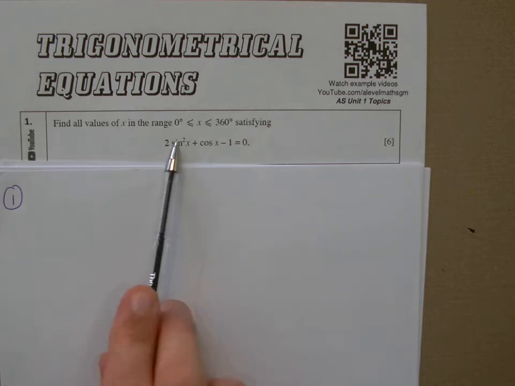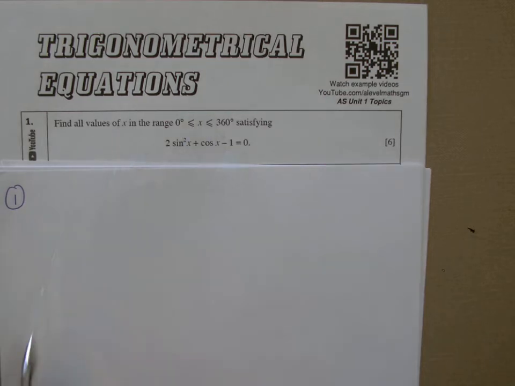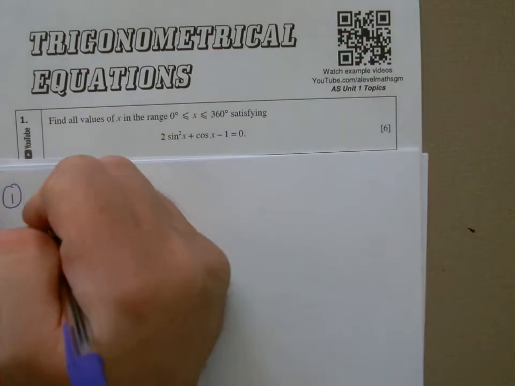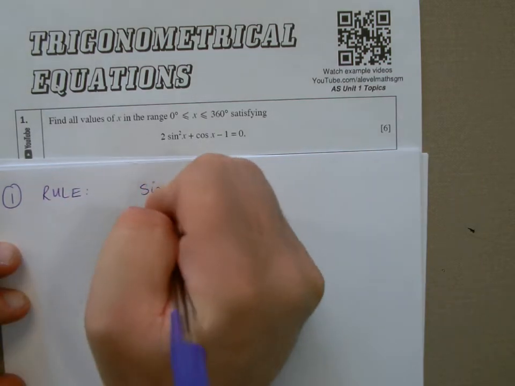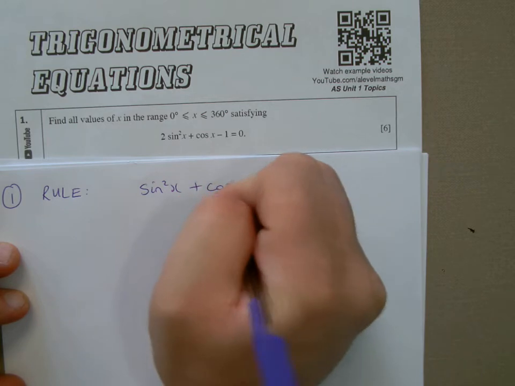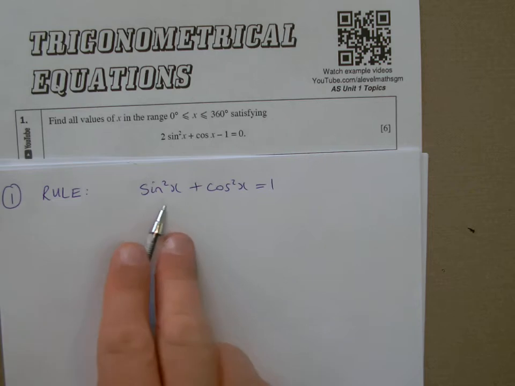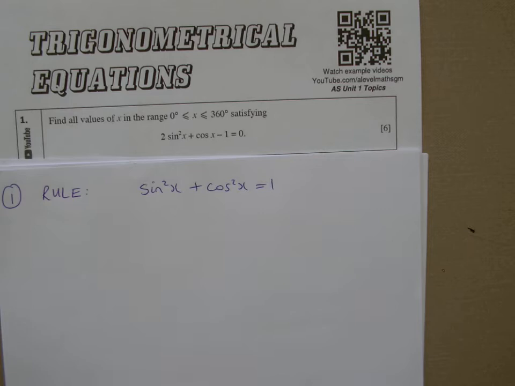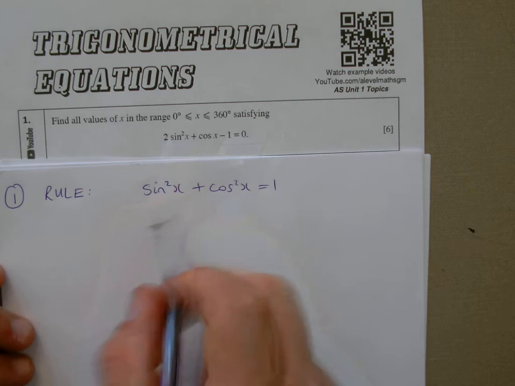But because that's squared and this one isn't squared, we think of it like a straightforward quadratic, don't we? We have two brackets. So in order to solve this, I'm going to use a result, a rule, which we need to know for the exam. Basically, sine squared x plus cos squared x is equal to 1. In other words, the square of sine x, which just means sine x times sine x, and the square of cos x, cos x times cos x, when you add them, the total will always equal 1. So I'm going to use that rule now for manipulating this equation.